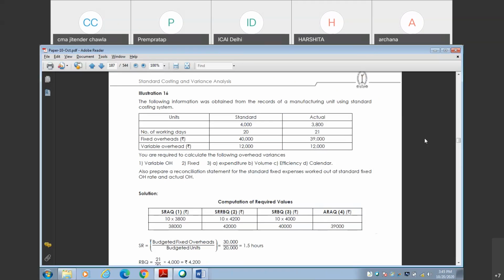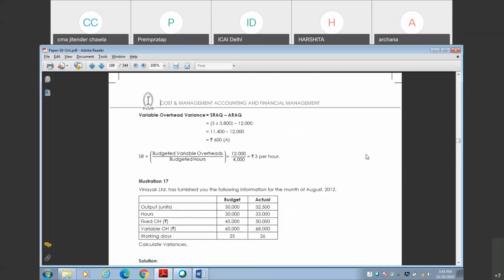16 या तो मैं आपको होमवर्क दे दूं, बिकॉज वेरिएबल ओवरहेड का इसमें ज्यादा है नहीं. एक छोटा सा पार्ट ही पूछा गया. बस वेरिएबल ओवरहेड का इतना सा पार्ट आएगा, राइट. लेकिन 17 में वेरिएबल ओवरहेड ज्यादा है. प्लीज रिप्लाई कीजिएगा मेरे को चैट बॉक्स में.